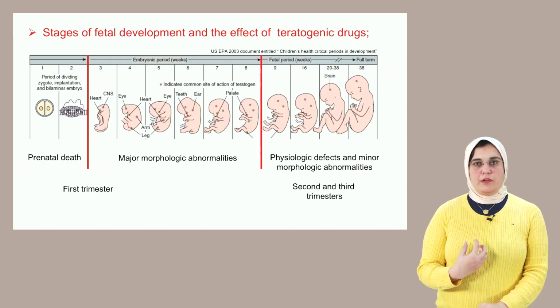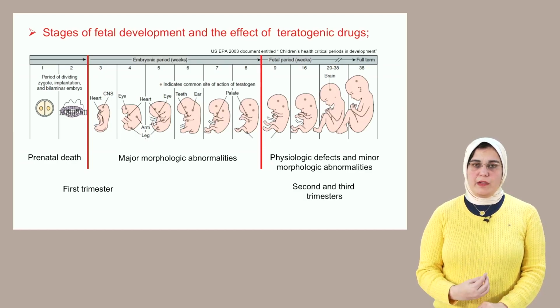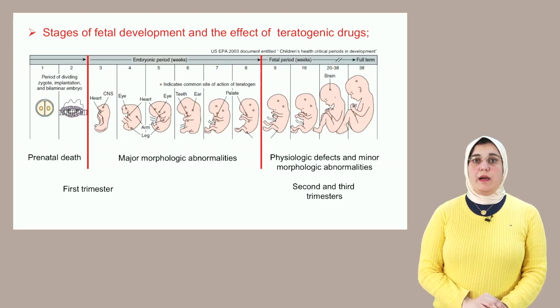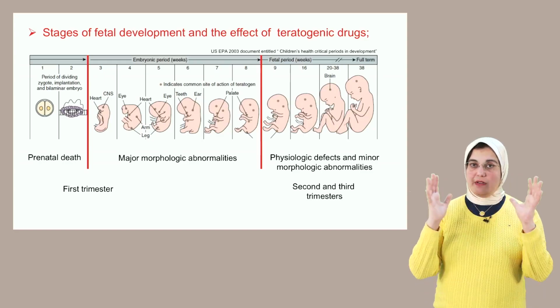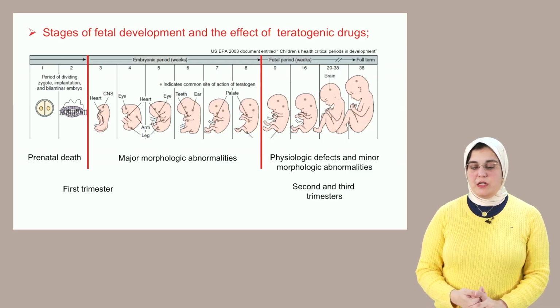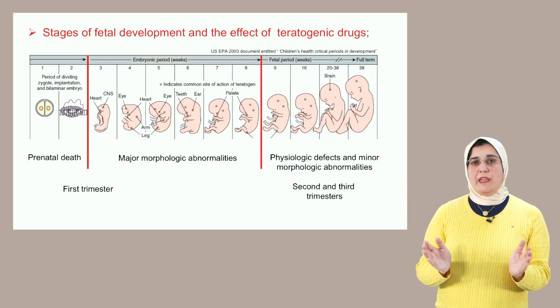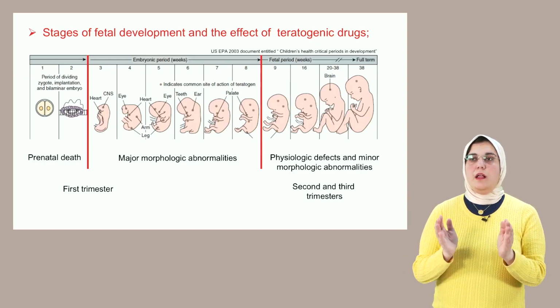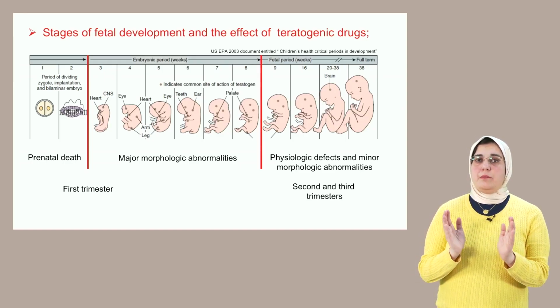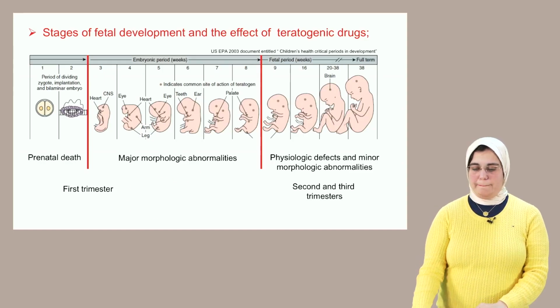If the mother takes a teratogenic drug during the second or third trimester, the baby will have a physiologic defect and minor morphological abnormalities. Minor means it's not very serious, but major means it's very serious, changing the shape of the baby. But in the second and third trimester, the drug will affect the growth of the baby. So maybe we get a smaller baby than normal, not a full-term baby. Maybe she delivers before full term, or before 38 weeks of pregnancy.